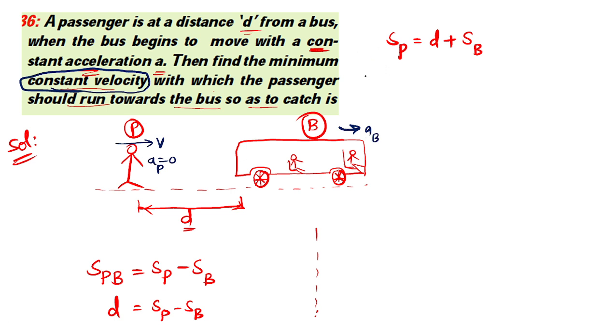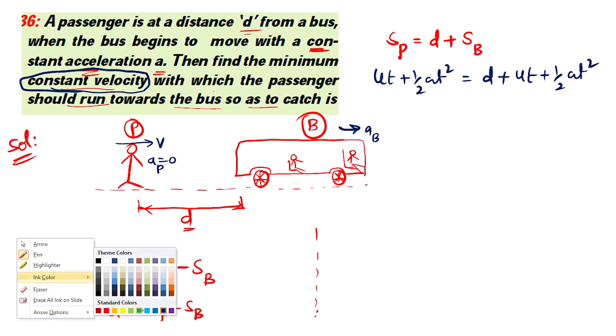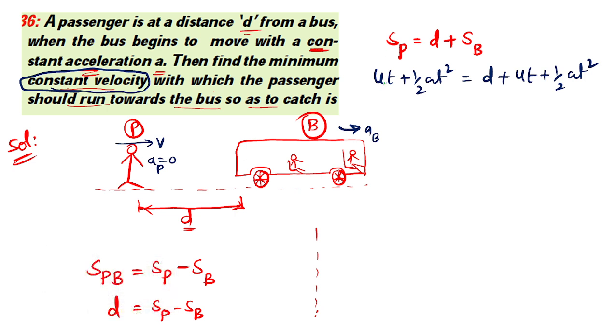I can write the displacement formula ut plus half at square. So ut plus half at square is equal to d plus the same formula here, ut plus half at square. That is the formula. But here a few things we need to change. The passenger has some uniform velocity and the acceleration of the passenger is ap. And the velocity of the bus is ub, and the acceleration of the bus is what here? ub.